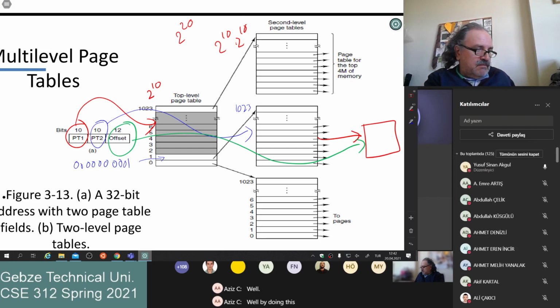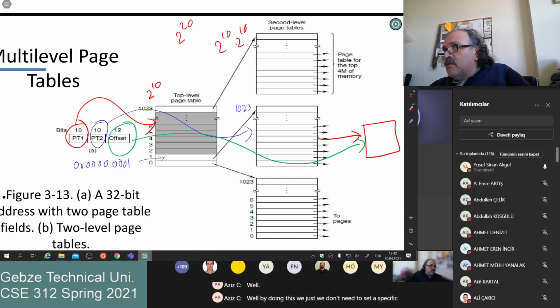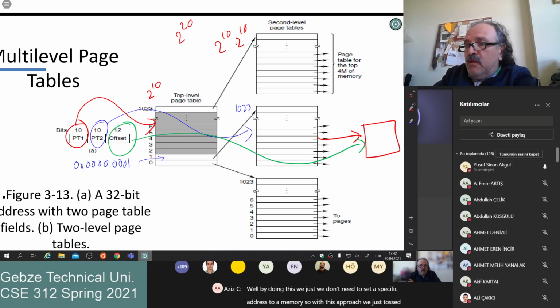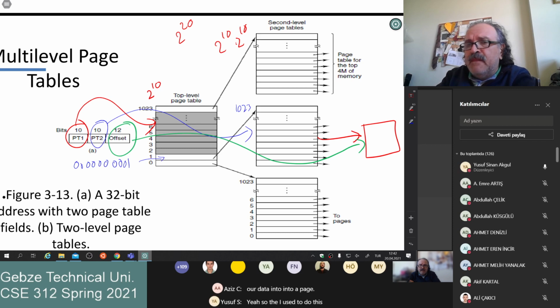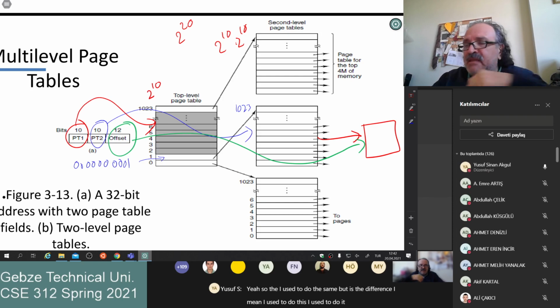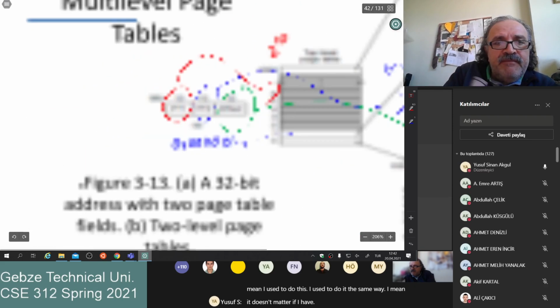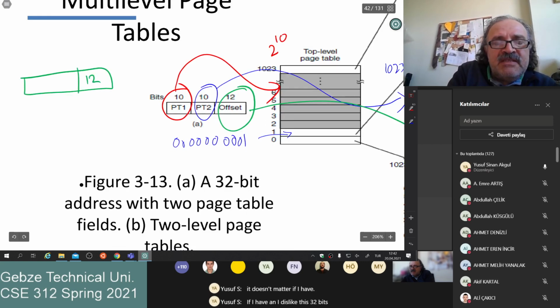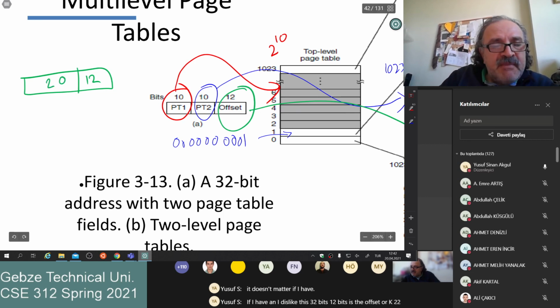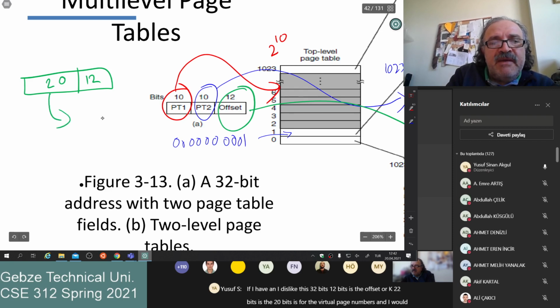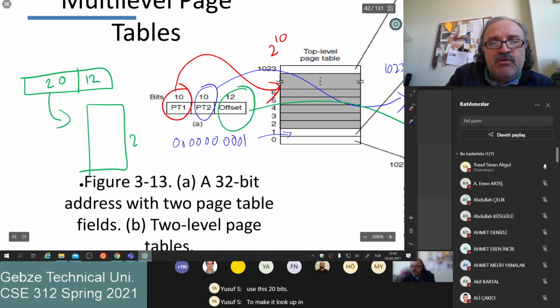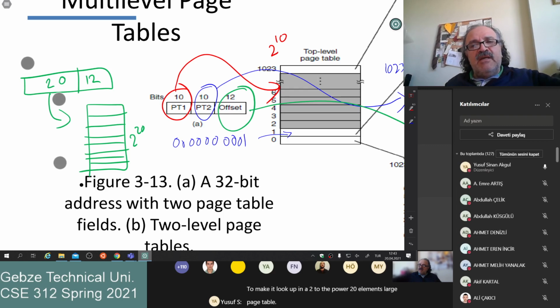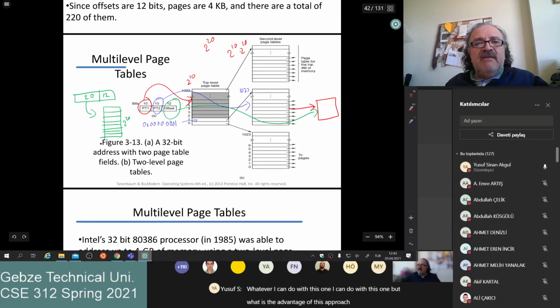Well, by doing this, we don't need to set a specific address to a memory. With this approach, we just toss our data into a page. Yeah, so I used to do the same. What is the difference? It doesn't matter if I have an address like this, 32 bits, 12 bits is the offset, 20 bits is for the virtual page number, and I would use this 20 bits to make a lookup in a 2 to the power 20 element large page table. Whatever I can do with this one, I can do with this one. But what is the advantage of multi-level page tables in terms of addressing the problem of page tables being too large?